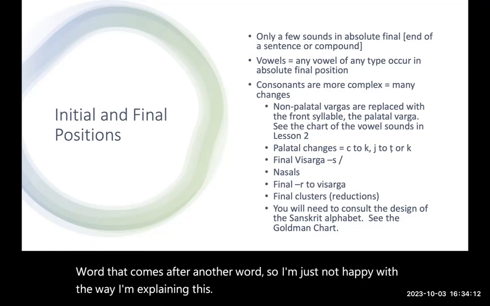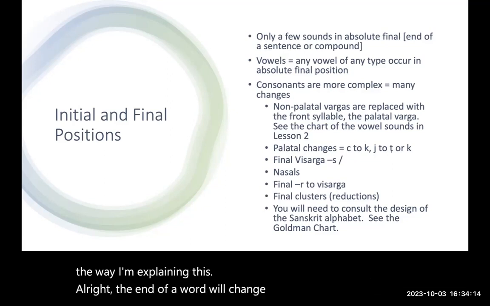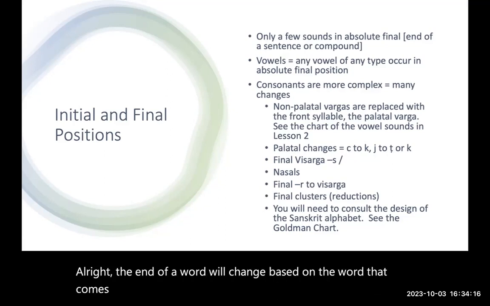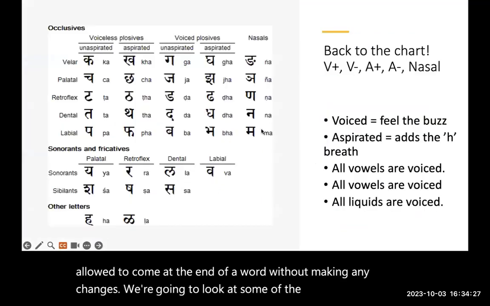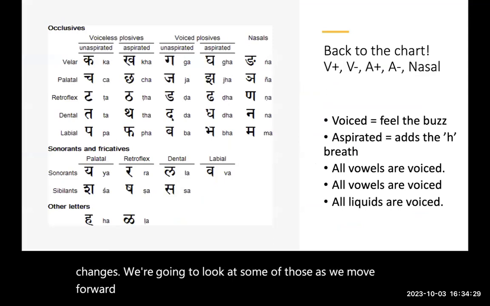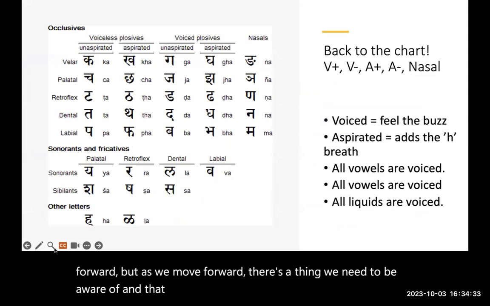All right, the end of a word will change based on the word that comes after it. There are only a few set amounts of sounds that are allowed to come at the end of a word without making any changes. We're going to look at some of those as we move forward. But as we move forward, there's a thing we need to be aware of, and that's what's called voicing and aspiration.